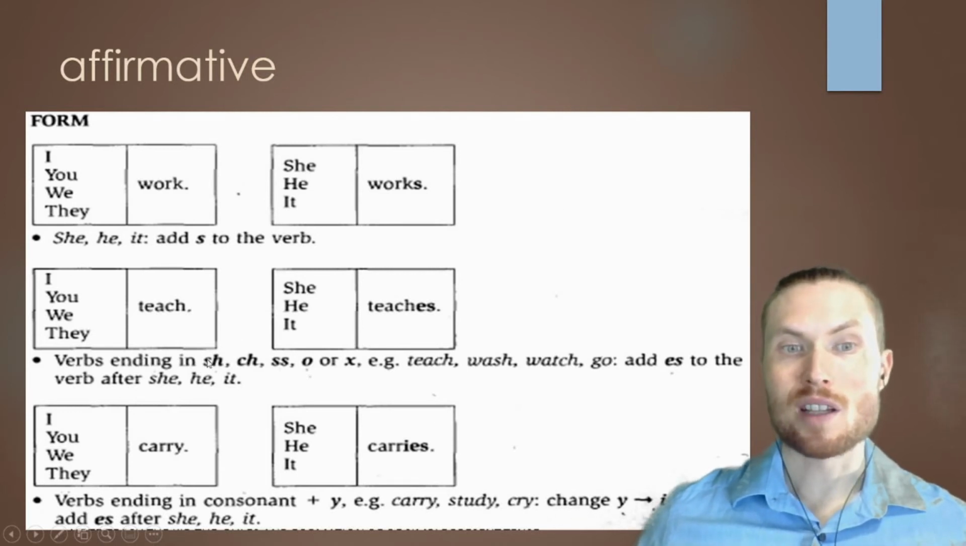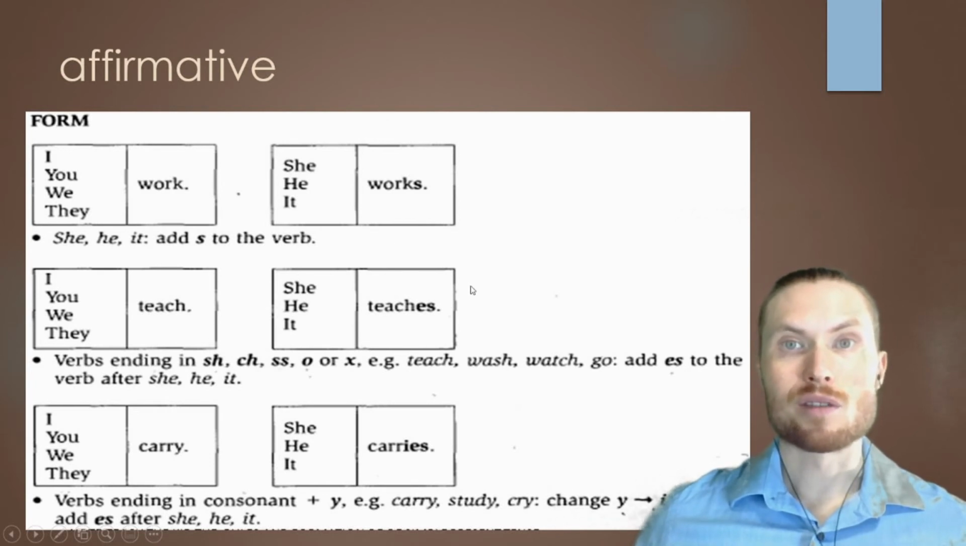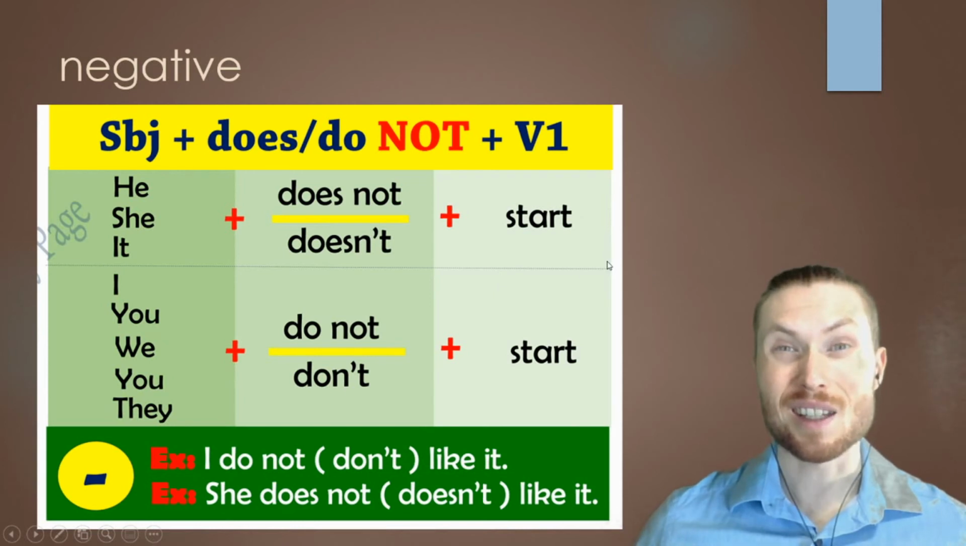So if the verb ends in SH, CH, SS, O, or X, add an ES. If it ends in a Y, for example, carry, study, cry, change the Y to an I and add ES. IES, carries. So these are affirmative sentences with simple present. Now let's look at negative.